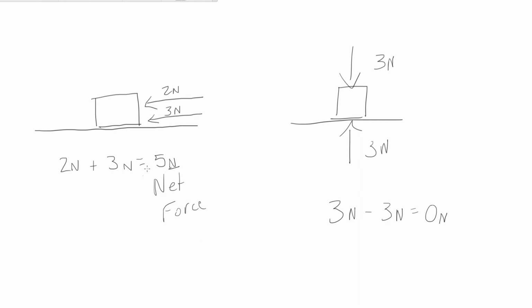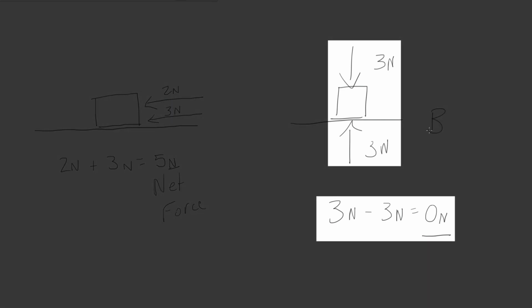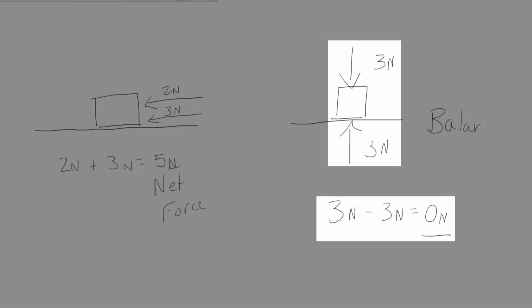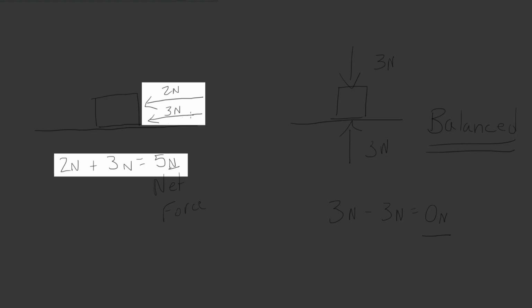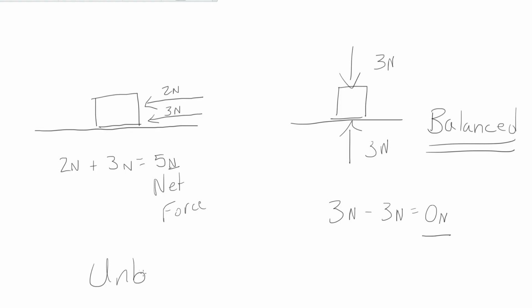Finally, bear in mind that if you have a net force of 0 newtons, then your object isn't going to be moving because the forces are balanced. They equal out. So that's a balanced force. If the object is not moving, you have balanced forces. But if the net force is not 0 and the forces don't balance out, then you have unbalanced forces. So whenever you have an unbalanced force, the object is moving.